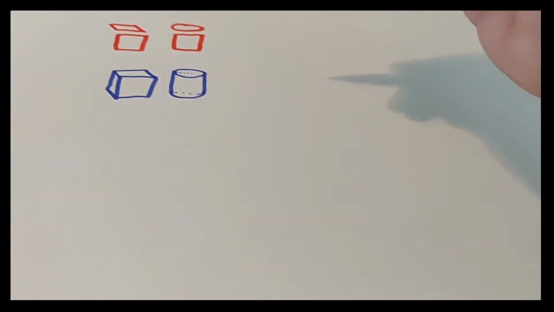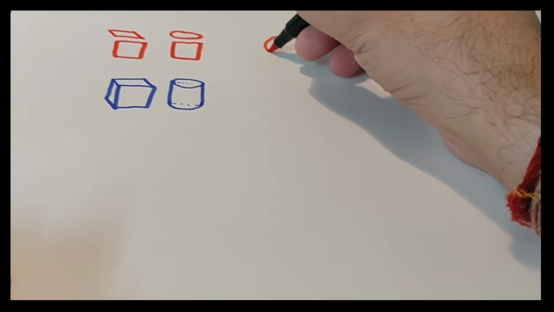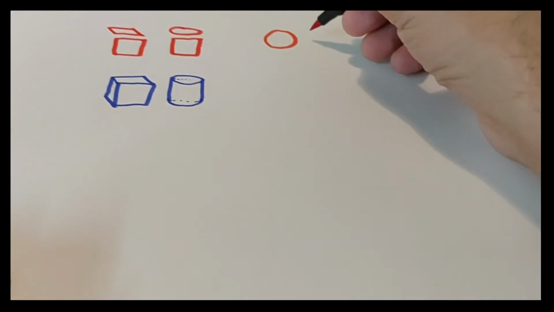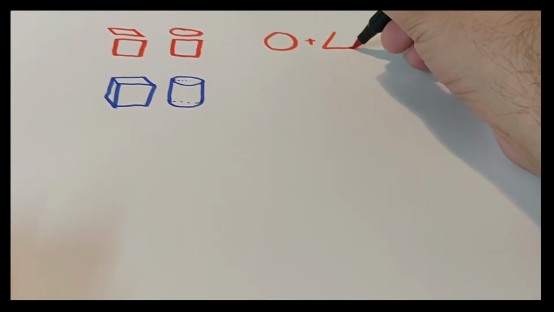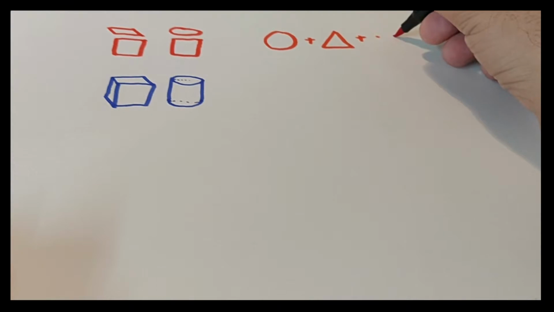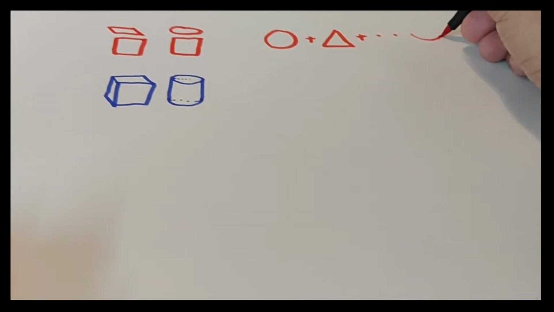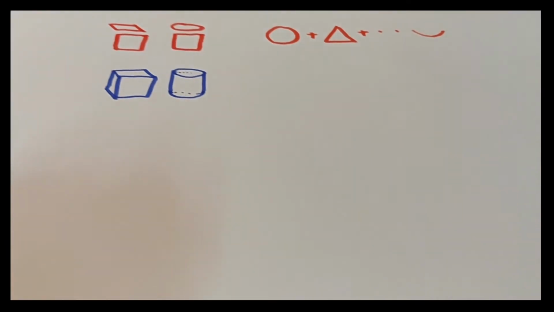Isn't it very exciting? The second drawing that I am going to do is also based on circle, a triangle, dots and lines. So circle plus triangle plus dot and line or a curved line. Let's see what we get.